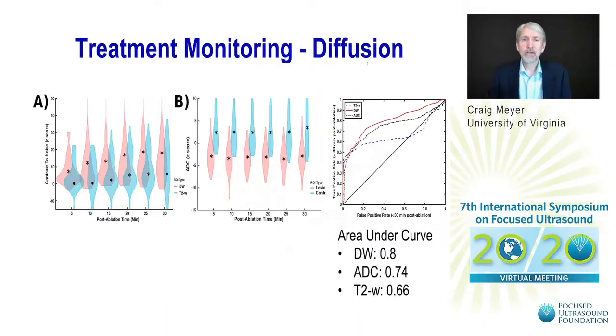Here's a statistical analysis of 25 ablations in 6 pigs, and it confirms that diffusion shows up earlier than T2 weighted imaging, and that it provides a better marker of treatment completion.